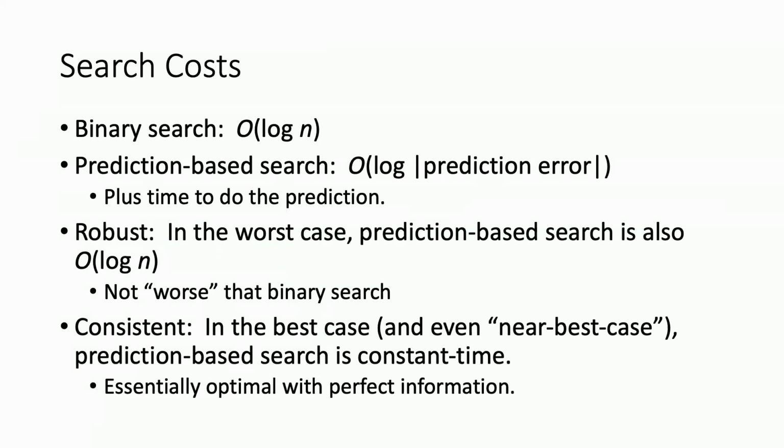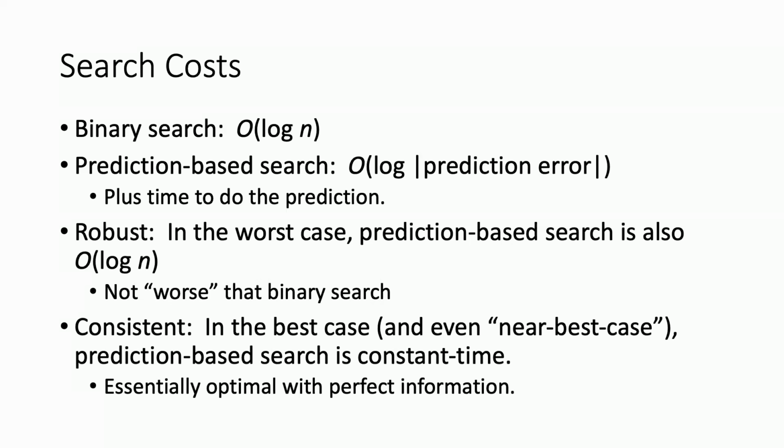And so how can we compare these things? Binary search, again, is order log n. The prediction-based search is order log of the prediction error, right? Whatever the prediction error is, you're going to have to go to the power of 2 past that and then do a binary search. So the size of the range that you're going to deal with is at most 2 times the prediction error. So all this is order log of the prediction error. And here I'm sweeping under the rug that, of course, you also have to, in some sense, compute this prediction. So that may add some time too. We're assuming that that's essentially free.